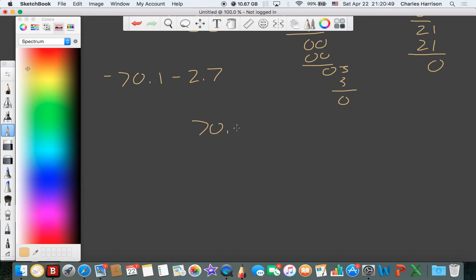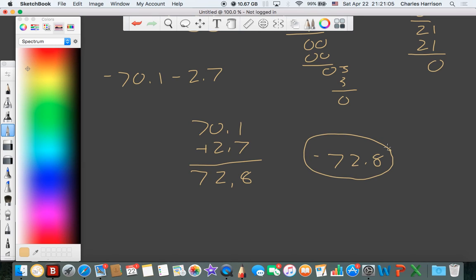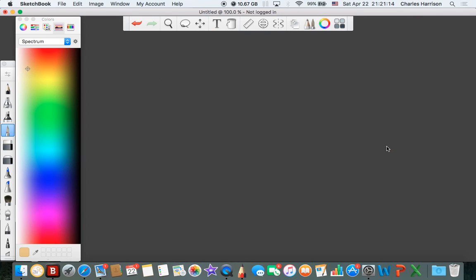So 70.1 plus 2.7 equals 8 right there, and this is 2 here, so it's really a negative 72.8. That is the final answer, I would say. Well, let's double check. Yep, according to the answer sheet, it agrees with me. All right, 48.